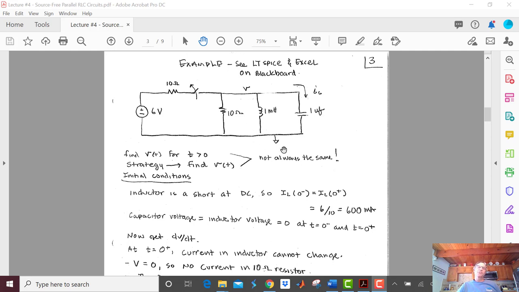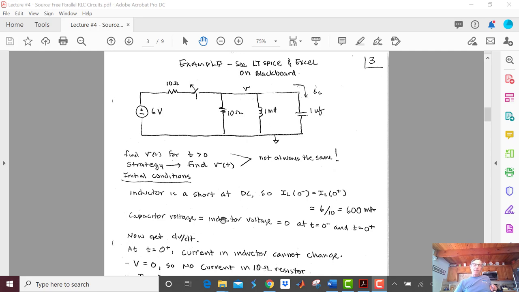But before we use that, let's do something else. Let's get V at 0 plus, because that's really easy. We just said that at 0 minus, the voltage across the inductor is going to be 0. That's one of our rules. And that also means the capacitor voltage at 0 minus is going to be 0. So at t equals 0 plus, we can't change that capacitor voltage quickly. So V at 0 plus is going to be 0. That's why I say the capacitor voltage equals the inductor voltage equals zero at t equals zero minus and t equals zero plus. Now let's get dV dt for the capacitor.